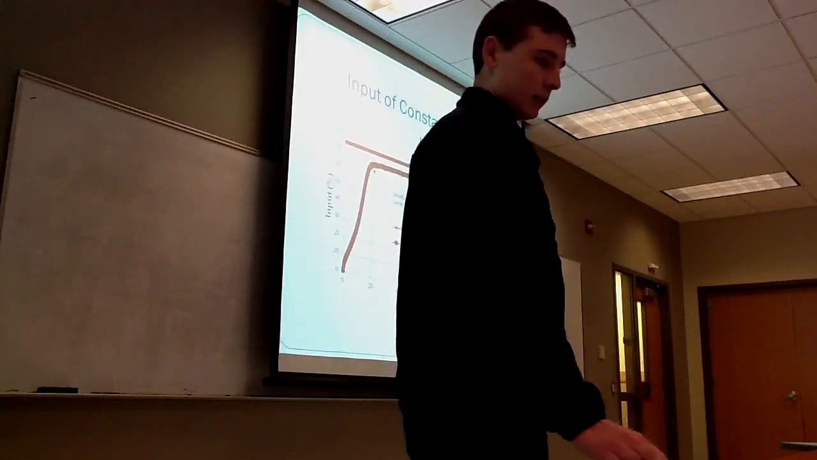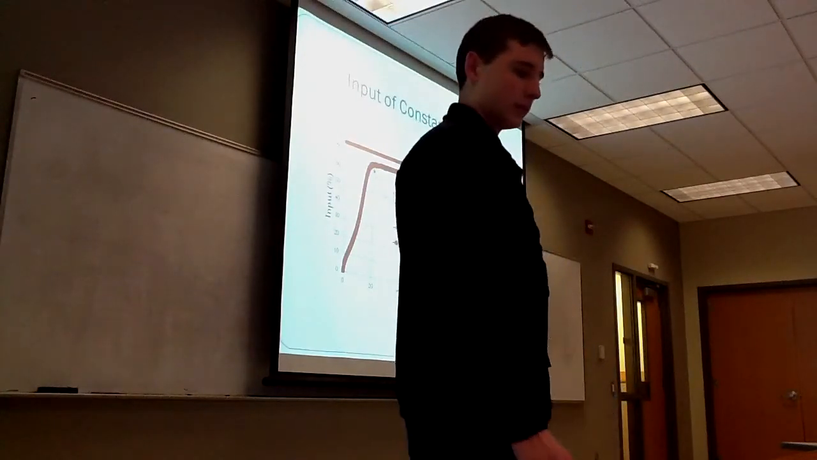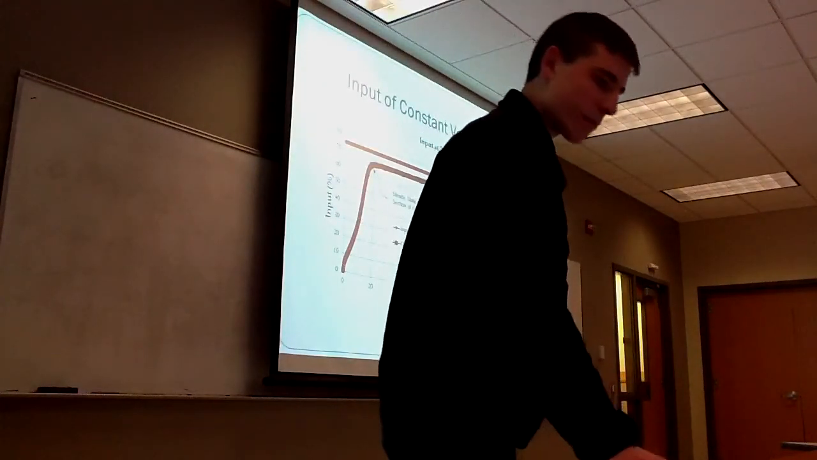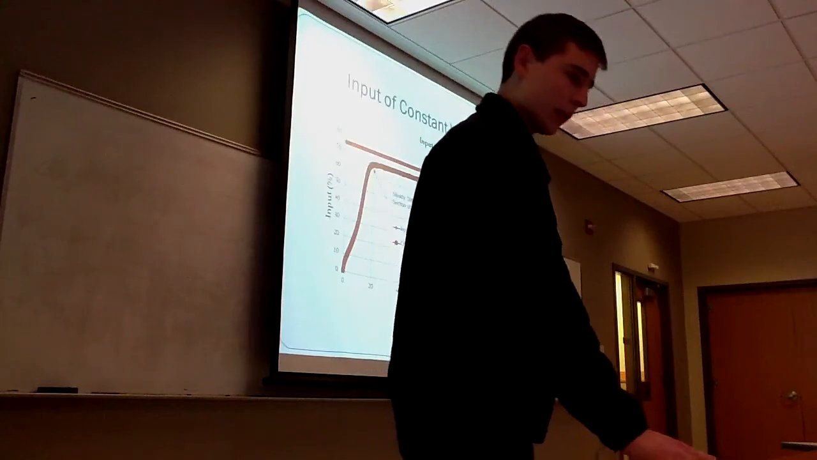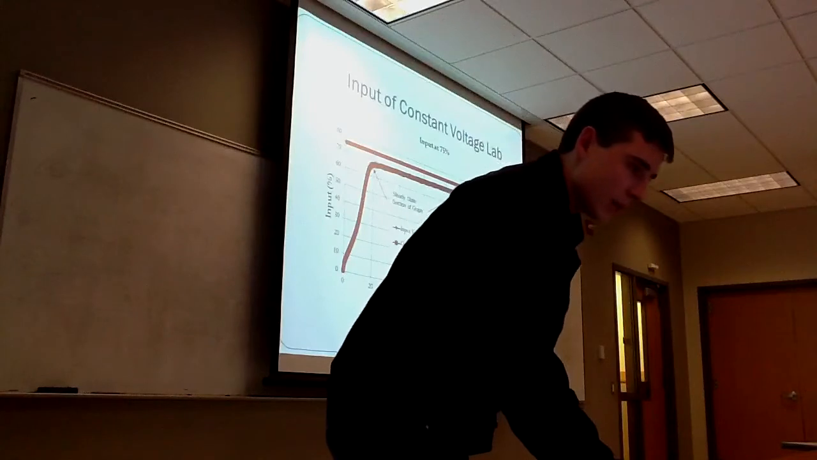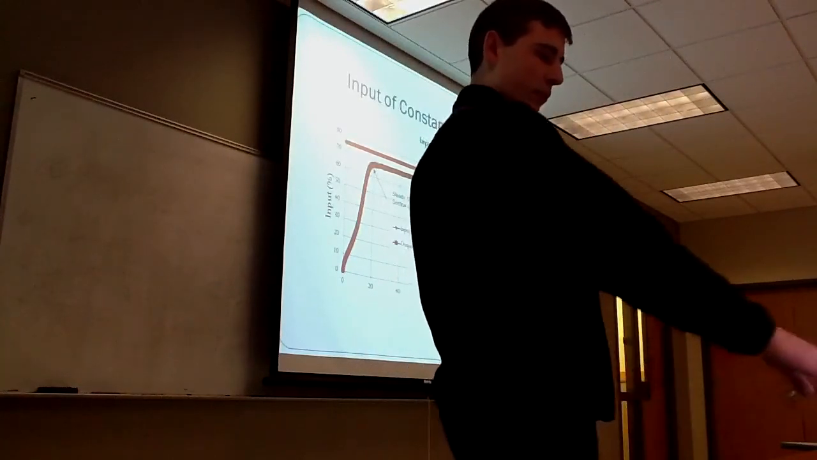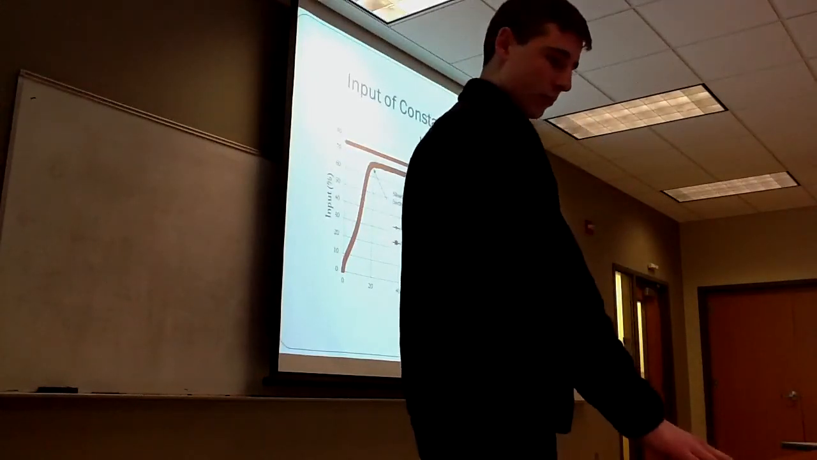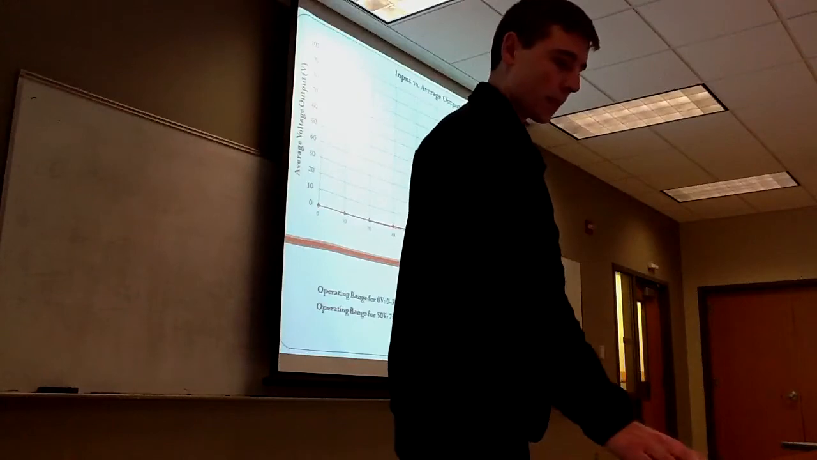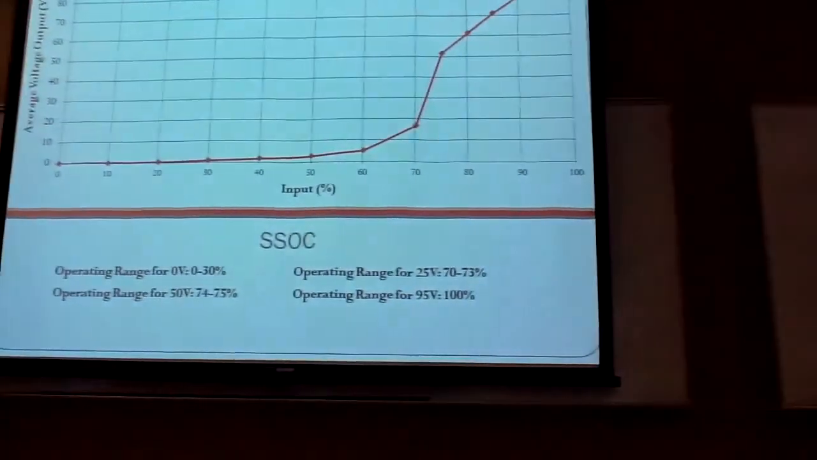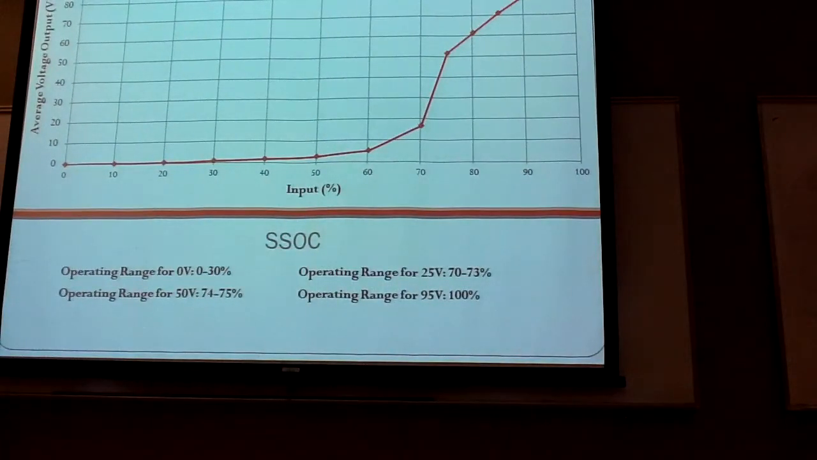Here is our steady state input for 75%. And it shows the input percentages and the voltage output versus time. And it becomes steady from around 40 seconds to 120 seconds. Here's our SSOC for the steady state operation, and it operates the best between 75% and 100%.